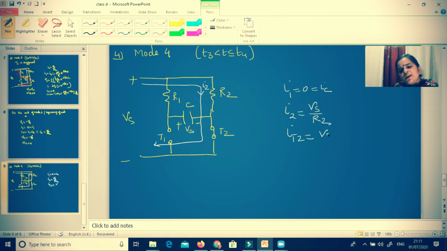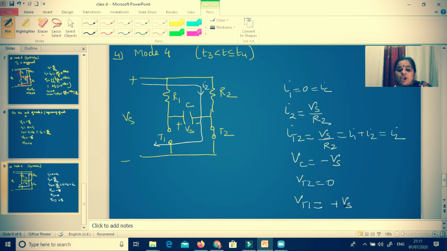IT2 is equal to only Vs by R2 because IT2 is equal to I1 plus I2, and as I1 is 0, it is equal to only I2. And VC will sustain its value at minus Vs because the charging current is 0. VT2 in this mode will be 0 and VT1 will sustain at plus Vs. Why am I writing plus Vs? Because this capacitor voltage is appearing to T1 as a forward bias condition. So this is something about mode 4.